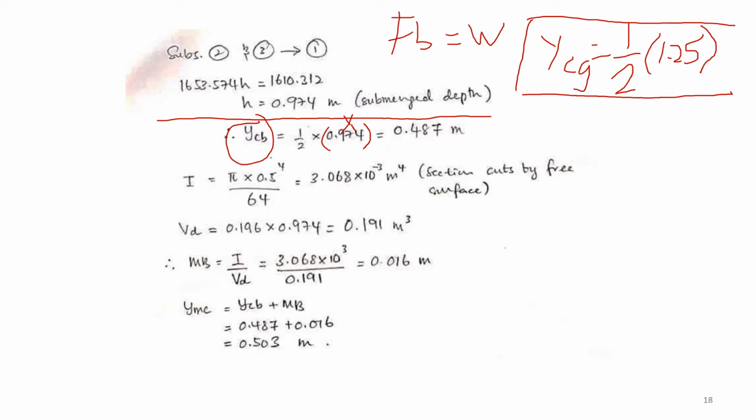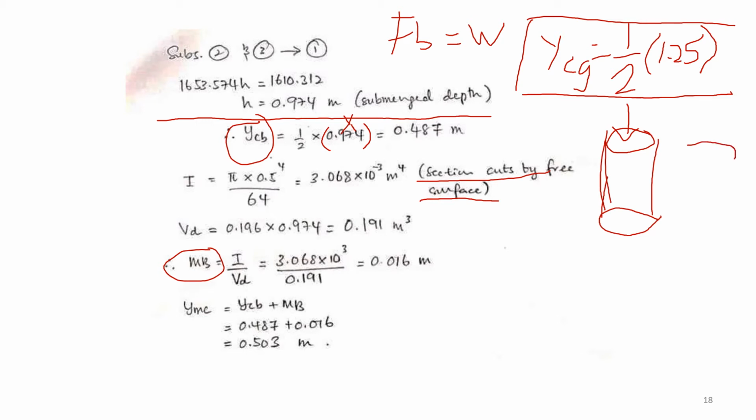Okay, and then we need to determine the MB. Before we calculate the MB using the formula, we need to find the I. Okay, I is actually the section cut by the free surface. What is meant by that? Okay, so we have a cylinder, for example. So, pandangan daripada atas, kita akan nampak bentuk bulat. So, that is the section cut. We can see a circle.